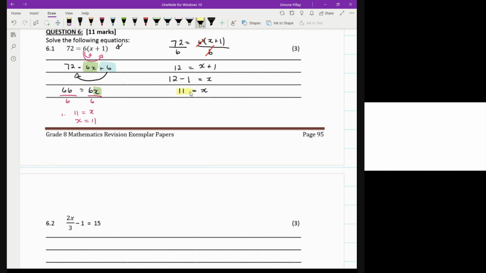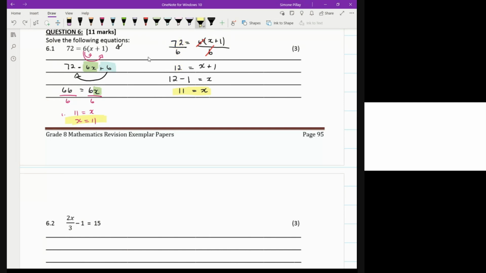This is definitely the quicker way, but this is what we've been taught to do in grade 8, just to get used to the basics. So as you move on, you'll see that sometimes when you have these brackets, it's easier to just divide by whatever's outside the brackets than to actually do the distribution. Now, what I want you guys to know is the only reason this worked is because when I divided 72 by 6, it gave me a nice whole number. So it didn't make my equation overly difficult.